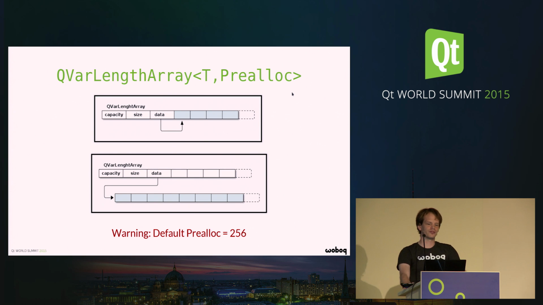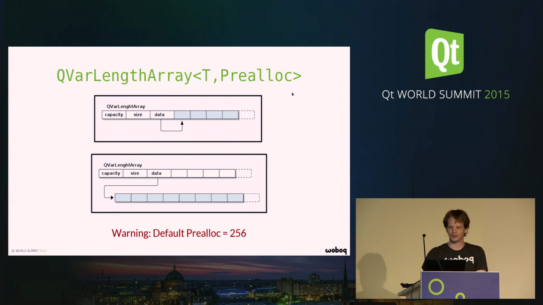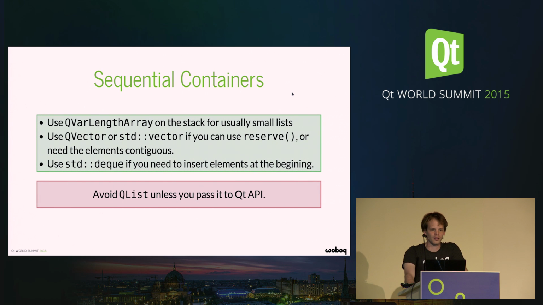Just a warning, the default value for pre-alloc is 256, which is quite high. You don't want to waste too much stack memory. So you probably want to reduce that to something more reasonable for the number of elements you expect. My recommendation would be to use QVarLengthArray on the stack if you have lists that are usually small. Use std::vector or QVector, especially if you can call reserve, because then there is only one allocation.